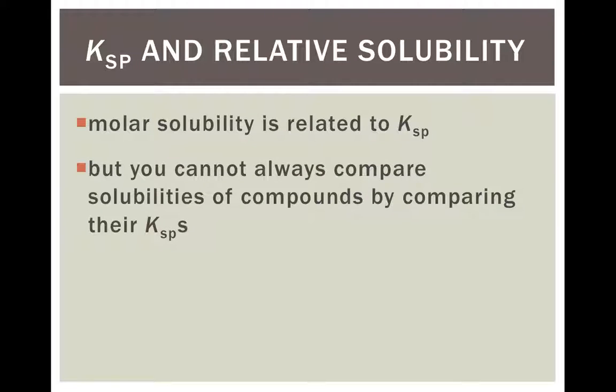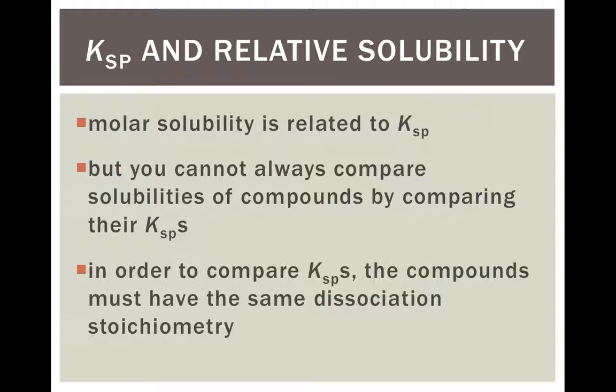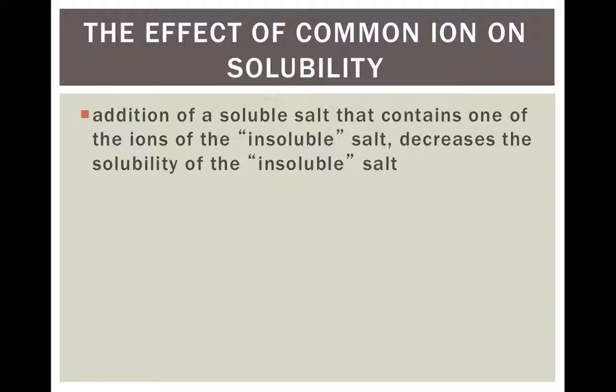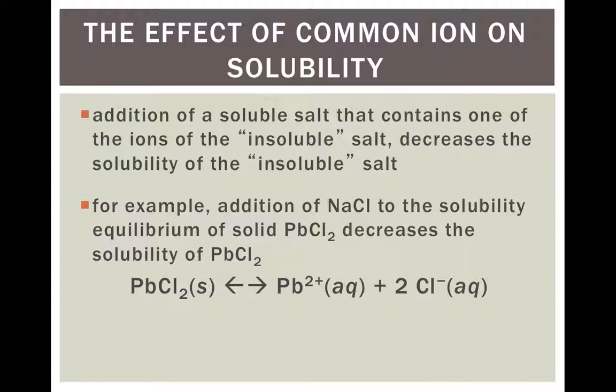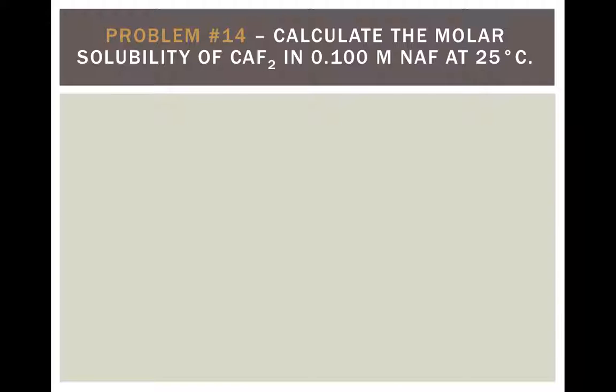So molar solubility is related to Ksp, but you cannot always compare them. In order to compare, the compounds must have the same dissociation stoichiometry. This is where the common ion comes into effect. If it has a common ion, it's going to decrease the solubility of that substance. So the addition of Cl minus shifts the equilibrium to the left and makes this overall less soluble.